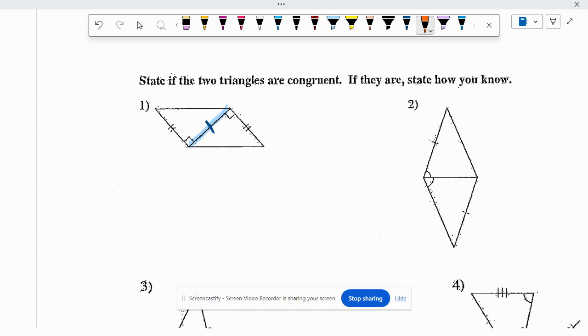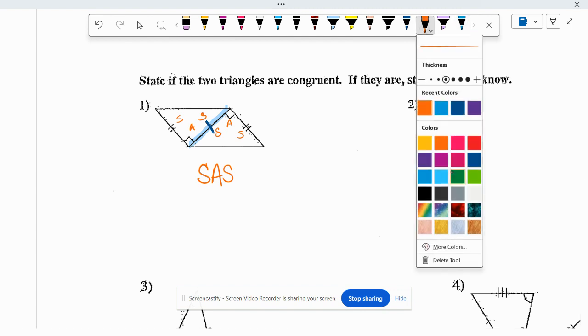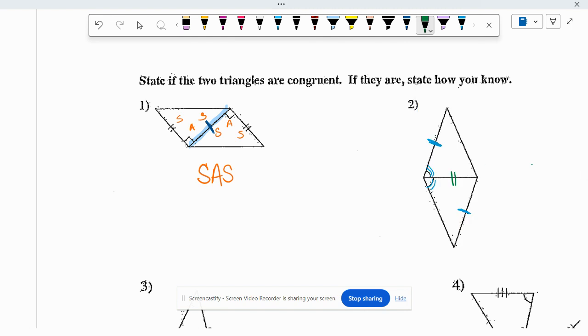Okay, so let's look at this. So I have side, angle, side of the triangle that's facing down, but I also have side, angle, side of the one that's facing upwards. So we can say that these are congruent by side, angle, side. Everything is marked the right way. So this side is congruent to this side, and these two angles are congruent to each other. We know that the middle piece, the shared side, is congruent. Does this follow the side, angle, side? Well, the top one does.